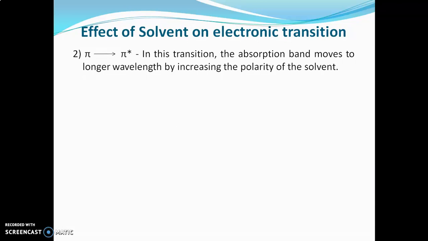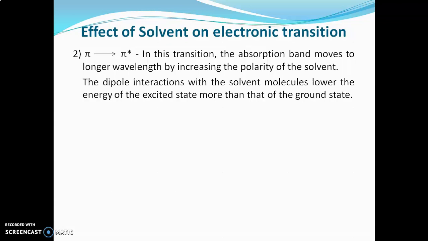The next transition is the pi to pi antibonding transition. Now this transition shows exactly the opposite effect to the previous one. In this transition, the absorption band moves towards longer wavelength by increasing the polarity of the solvent. The reason is that the dipole interaction with the solvent molecule lowers the energy of the excited state more than the ground state. Now here the excited state is more polar than the ground state.